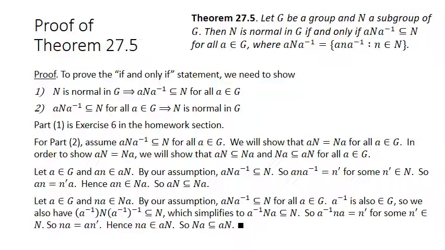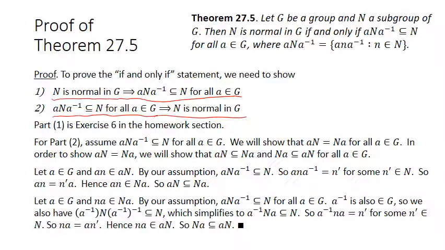So we need to show part one here, N is normal in G implies that AN A inverse is a subset of N for all A in G. And then the other way around, part two, we have to show that AN A inverse being a subset of N for all A in G, that would imply that N is normal in G. Okay, so the first one there is actually an exercise that is in the homework section, which I am thinking of assigning to you. So I'm going to leave that out.